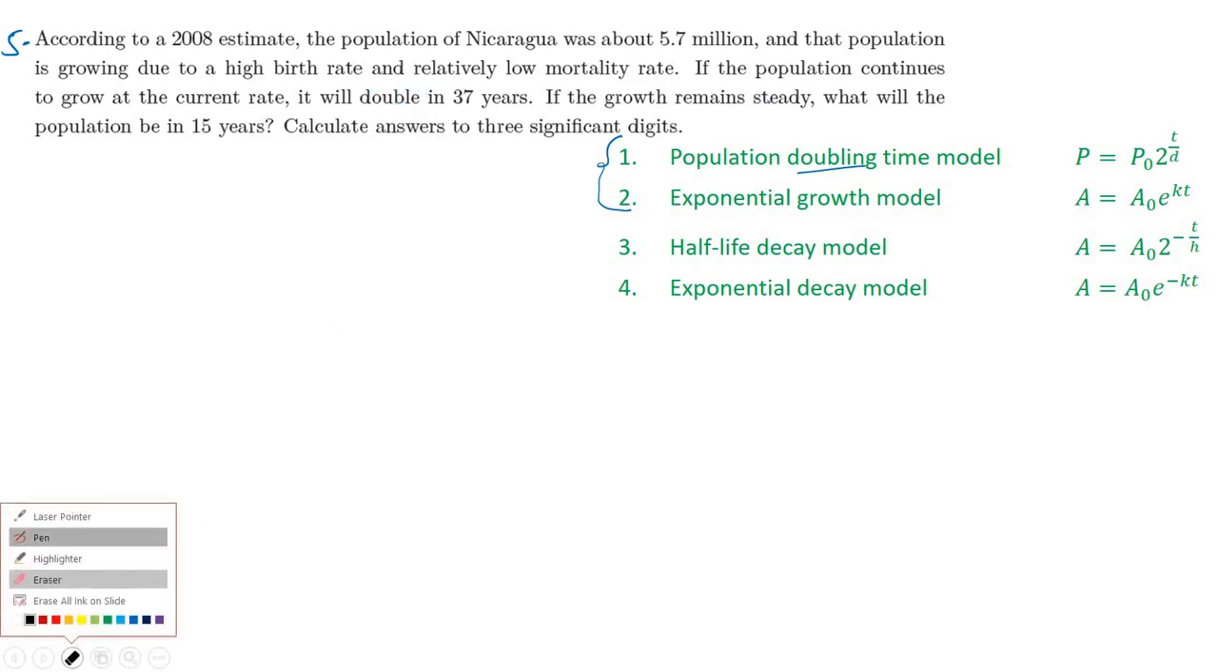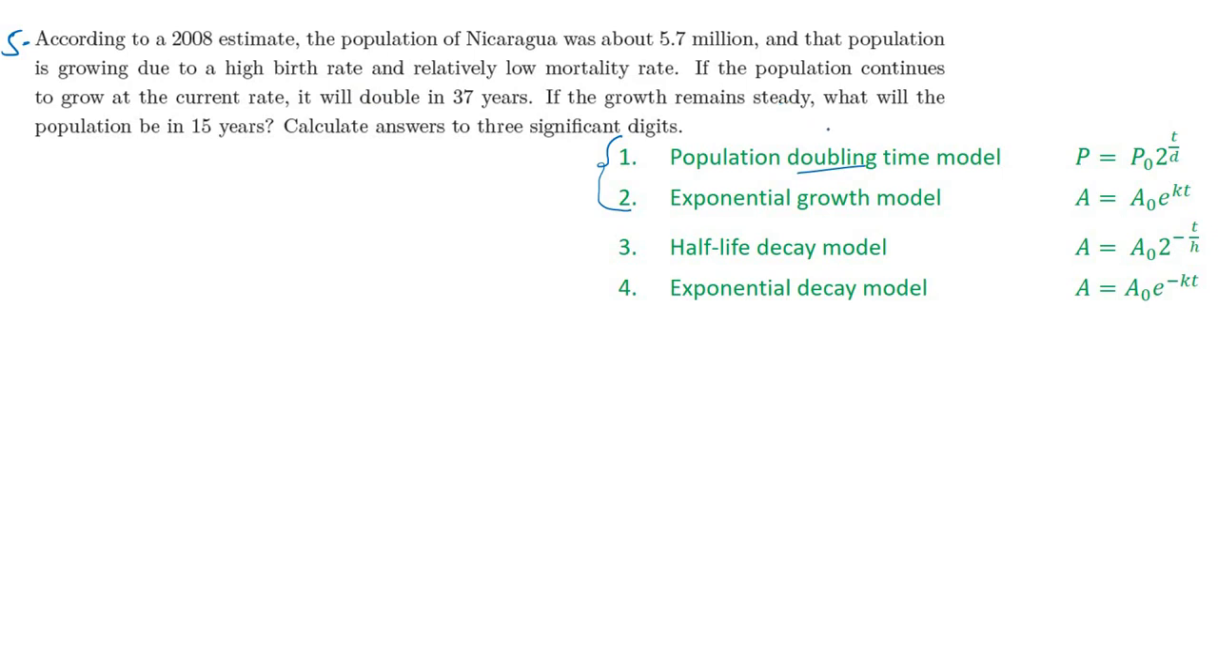Double in 37 years. If the growth remains steady, that means same growth, what will be the population in 15 years? So it will double in 37 years, okay, 5.7 will become some 11.4 in the next 37 years, from 2008 plus 37 years. But what they are asking is 15 years, 15 years means 2023, what will be the population? That we want to find. Okay, this is the complete story. Calculate answers to 3 significant digits, that we will see.